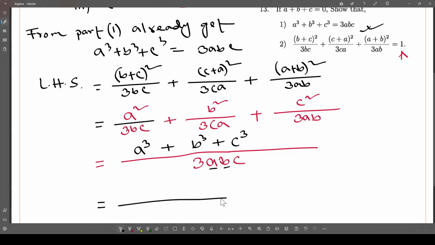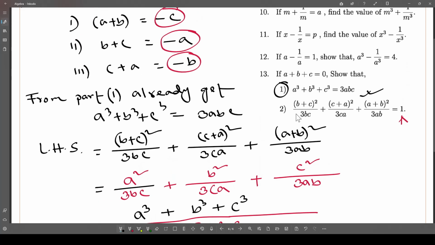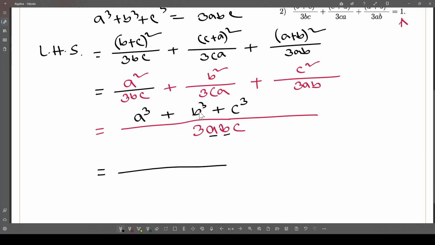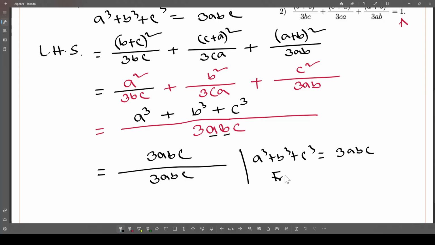Now back to part 1. Here we already mentioned a cube plus b cube plus c cube is 3abc. So for a cube plus b cube plus c cube, we can write 3abc, divided by 3abc. Now look, 3abc divided by 3abc should be 1. So our answer is 1.